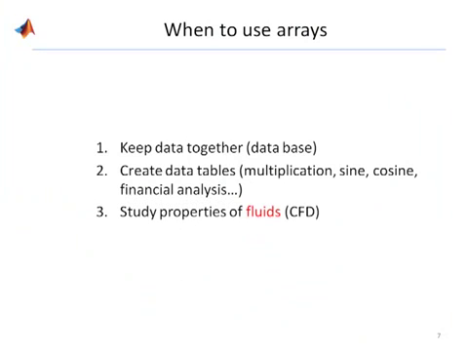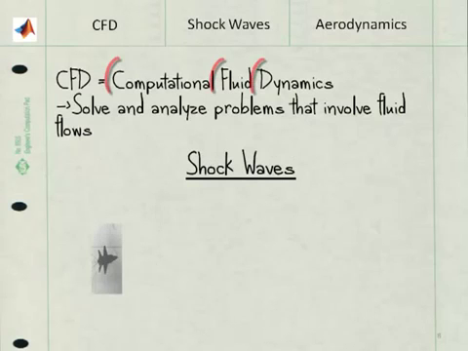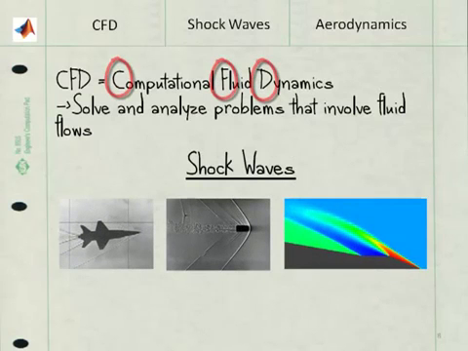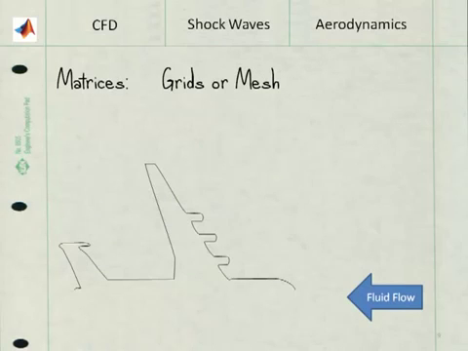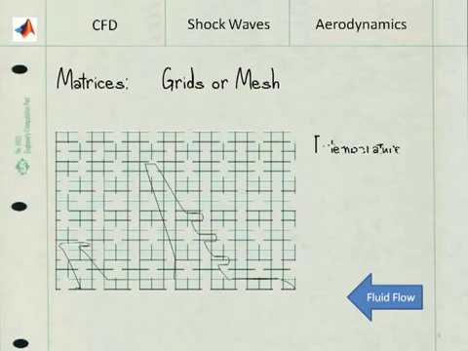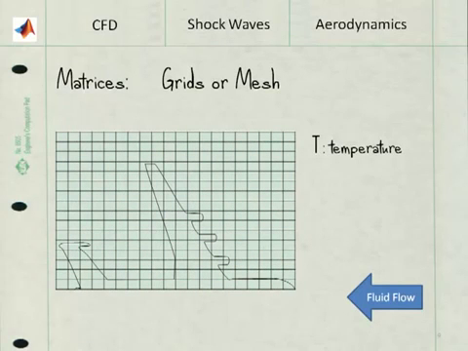Third, study properties of fluid. So we might want to keep numbers together, or we might want to calculate numbers as time evolves. Now CFD stands for computational fluid dynamics. So basically we're solving and analyzing problems that involve fluid flows. Before building an aircraft and seeing it explode because we didn't study the temperatures properly, maybe we could plug it in the machine and build a grid around it. So a grid or a mesh like this. We would put a grid around it and study every temperature on every single spot of that aircraft.